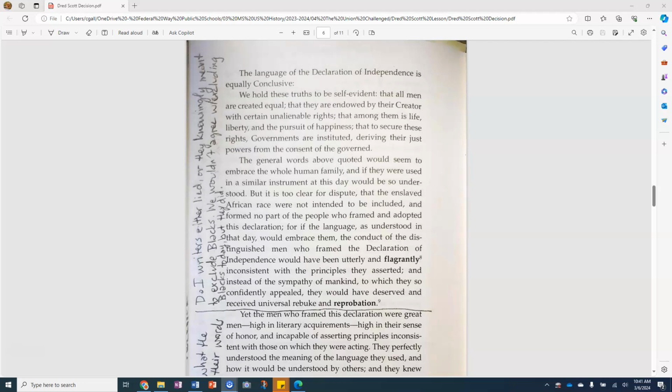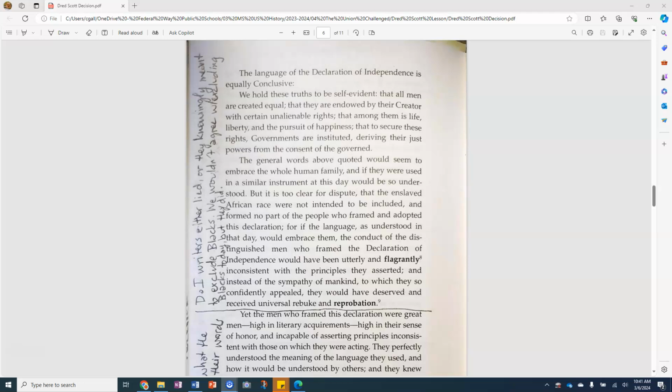But it is too clear for dispute that the enslaved African race were not intended to be included, and formed no part of the people who framed and adopted this declaration. For if the language, as understood in that day, would embrace them, the conduct of the distinguished men who framed the Declaration of Independence would have been utterly and flagrantly inconsistent with the principles they asserted, and instead of the sympathy of mankind, to which they so confidently appealed, they would have deserved and received universal rebuke and reprobation.